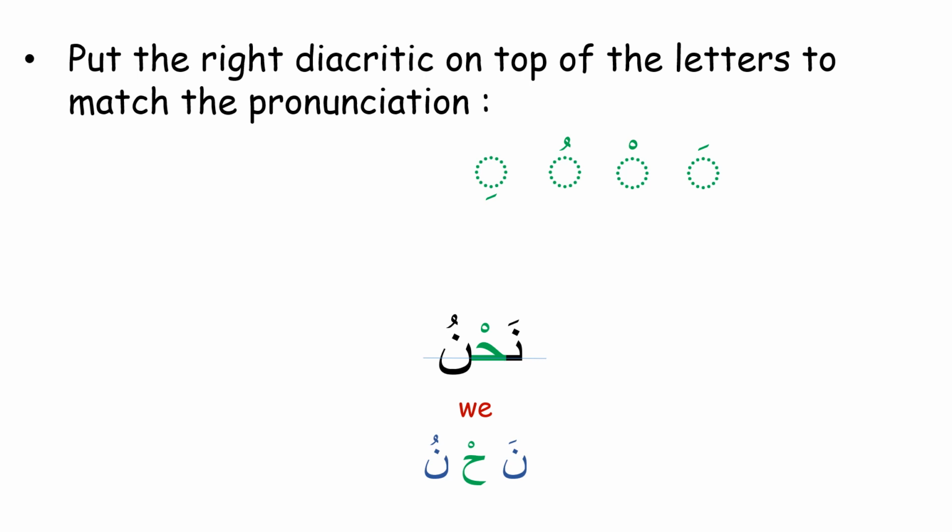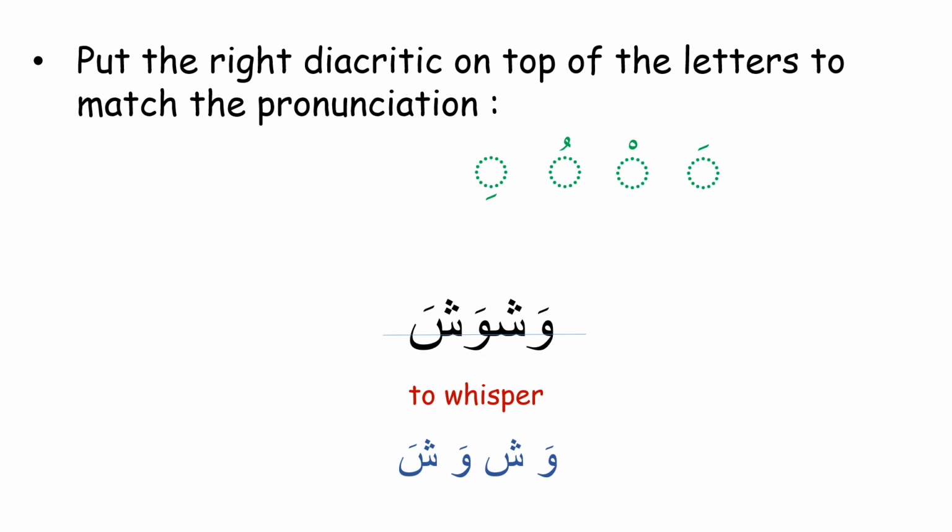Last but not least, we have the verb to whisper written in Arabic. We do say وشوشة. One more time. وشوشة. It's a mouthful, isn't it? This time we are looking for the diacritic that comes with the letter sheen. Let's sound out the first syllable. We do say وش. One more time. وش.